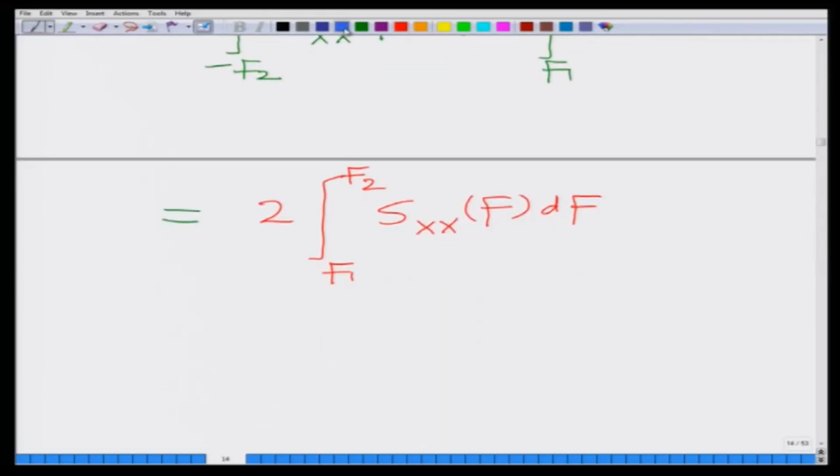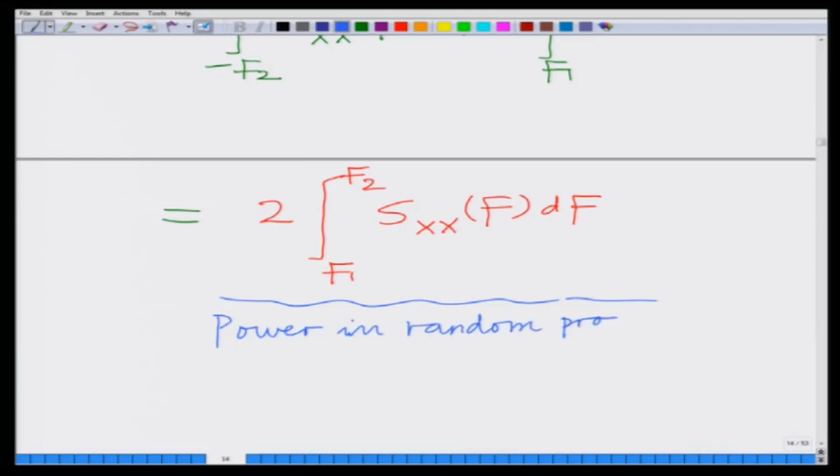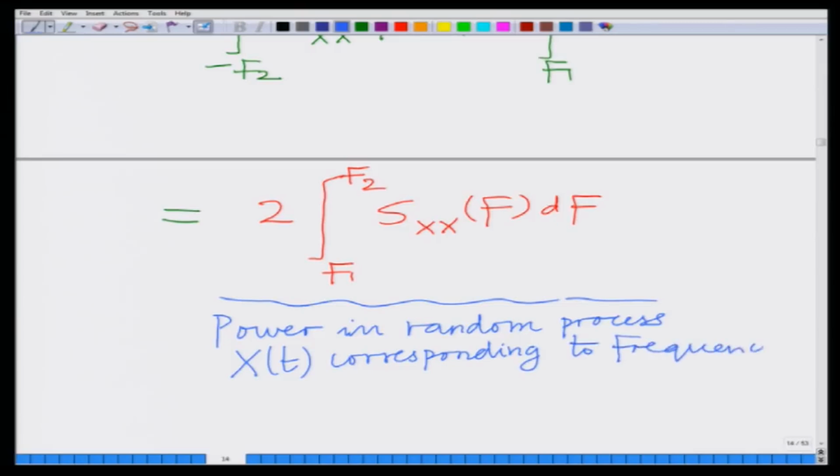We are saying this is the power in the random process. This is an interesting property: the power in the random process x(t) corresponding to the frequency or the spectral band. This is the power in the random process corresponding to the spectral band f1 to f2.